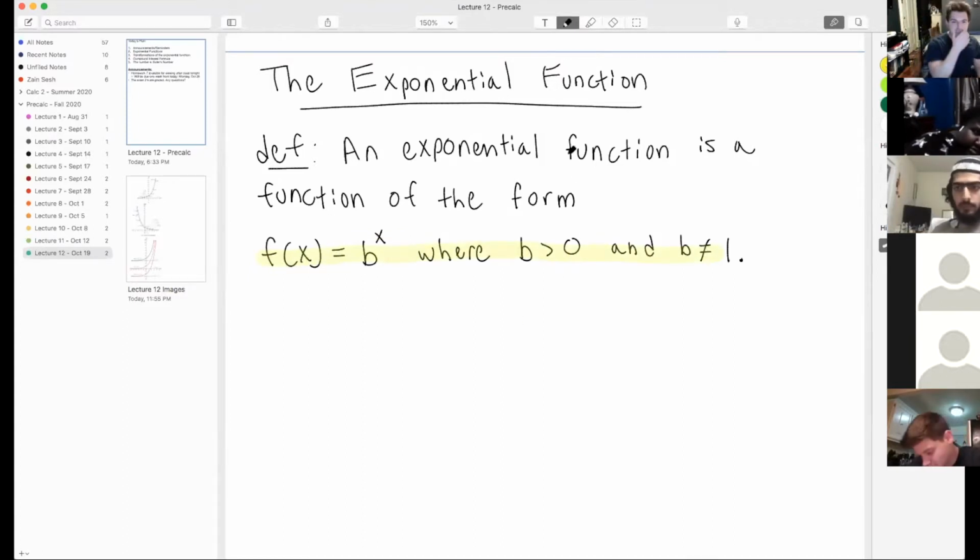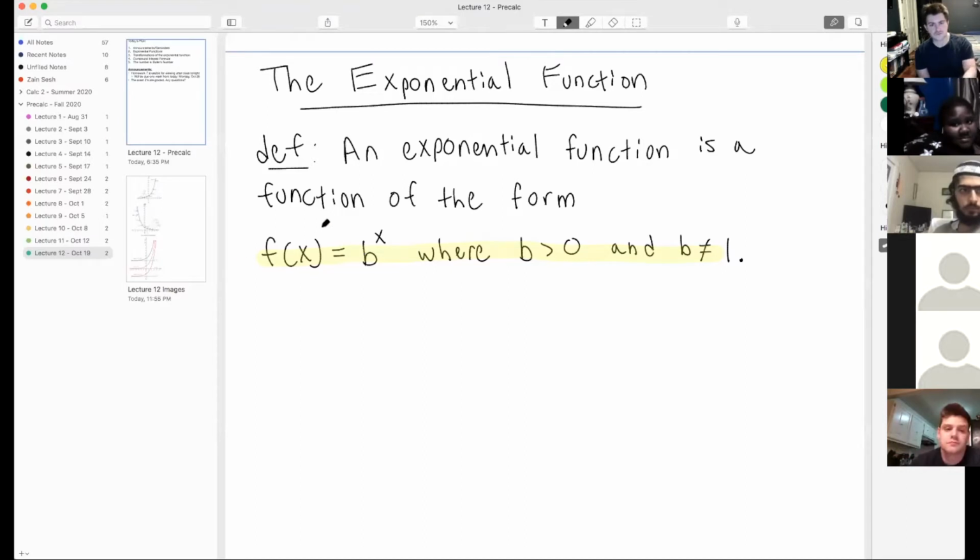All right, so that is the definition of an exponential function. The variable is in the exponent, and b is just fixed. It's just going to be some number that's greater than 0, but also not 1. So that's an exponential function.